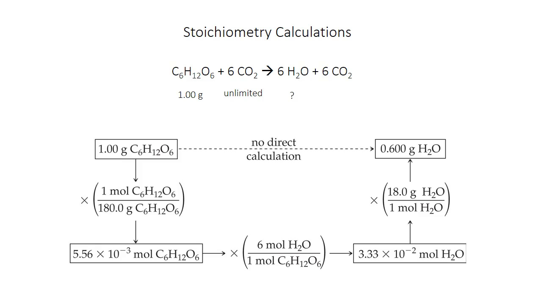And so in this example, you start with 1 gram of glucose, but they're trying to show you that the dash line at the top, no direct calculation, is trying to indicate that there is no way of going from mass of glucose to mass of water. The first thing you have to do is convert from grams to moles of glucose, and then from moles of glucose to moles of water, and then from moles of water back to grams of water. So even though it's a complicated 3-step calculation, there's no direct way of getting from mass of one component to mass of the other.